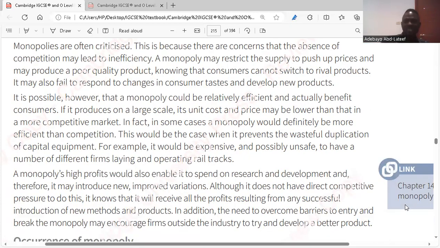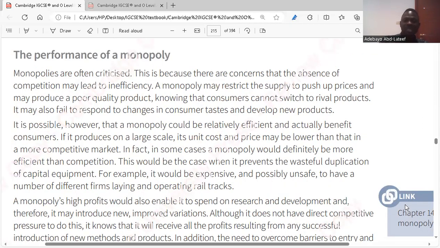Monopolies are often criticized. This is because they are concerned that the absence of competition may lead to inefficiency. A monopoly may restrict the supply to push up prices and may produce a poor quality product, knowing that consumers cannot switch to other products. Look at the performance of the monopoly here. Monopolies are being criticized.